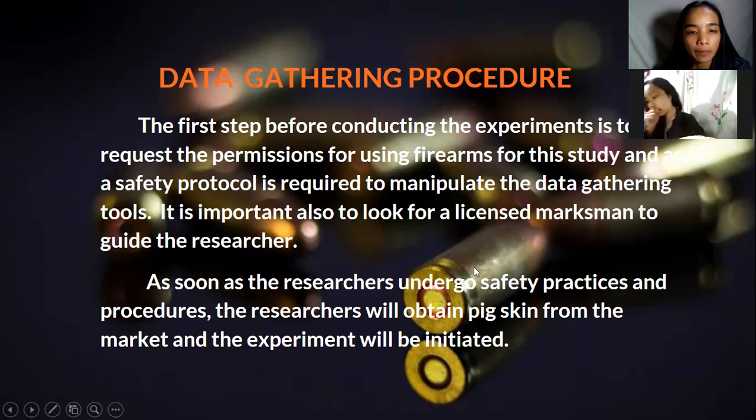The very first step before conducting the experiments, the researchers requested permission for using firearms for this study, and a safety protocol is required to manipulate the data gathering tools. The researchers also looked for a licensed firearm handler to guide them. Lastly, the researchers will obtain pig skin from the market and the experiment will be initiated.